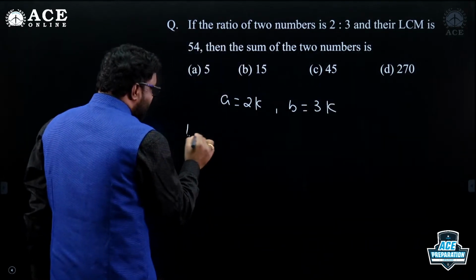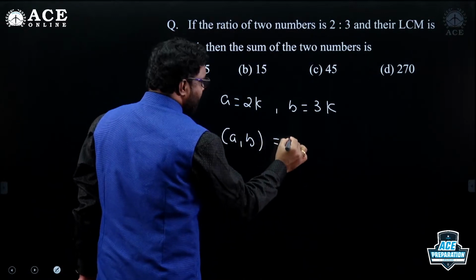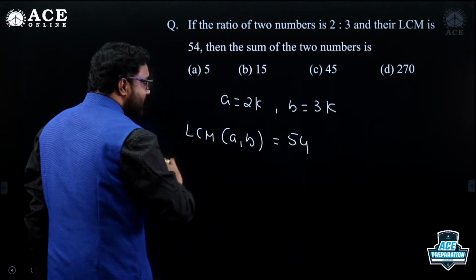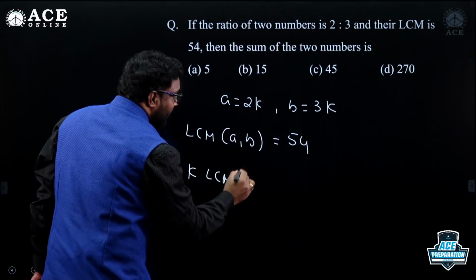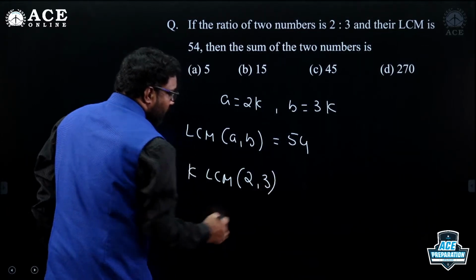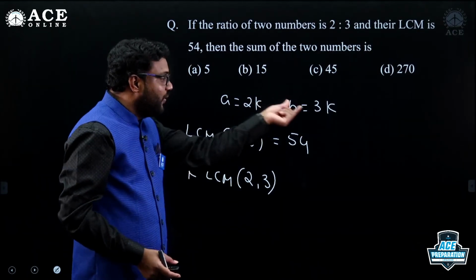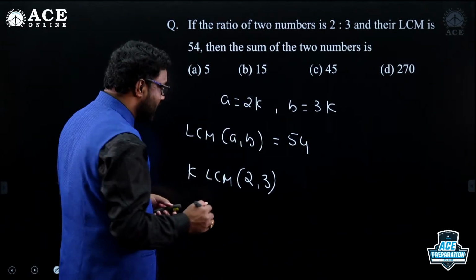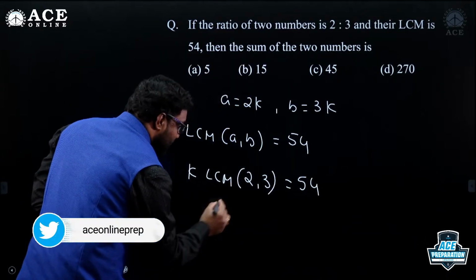What is LCM for these two? K, you should put it out, right? LCM for A and B is nothing but 54. Here when you take LCM, this K is common, that K you should put it out. So LCM for 2 and 3. When you take LCM for A and B, as K is common, that K will be out. For 2 and 3 we should apply LCM. Simple logic is that. Now here LCM for 2 and 3 is 6.